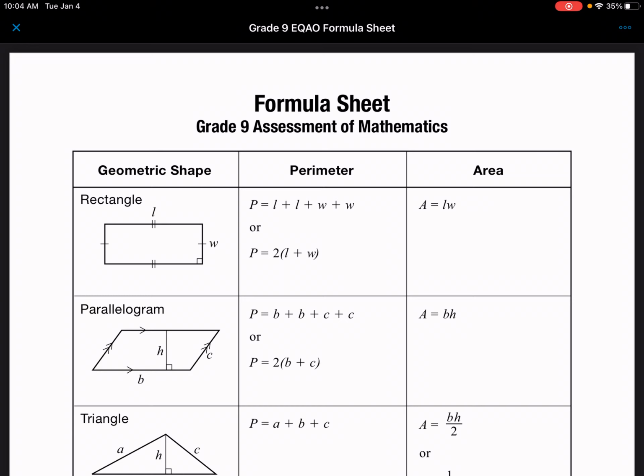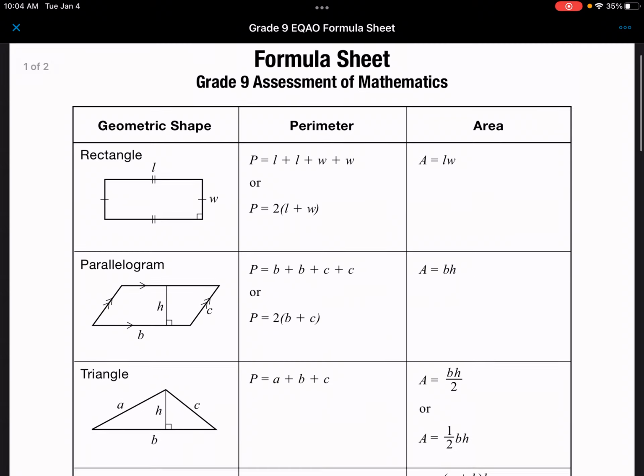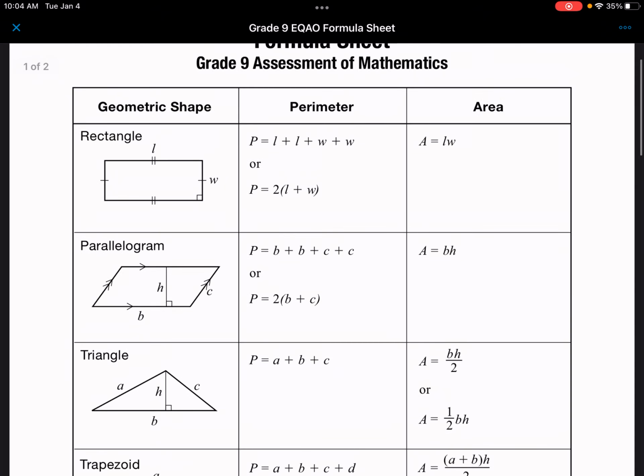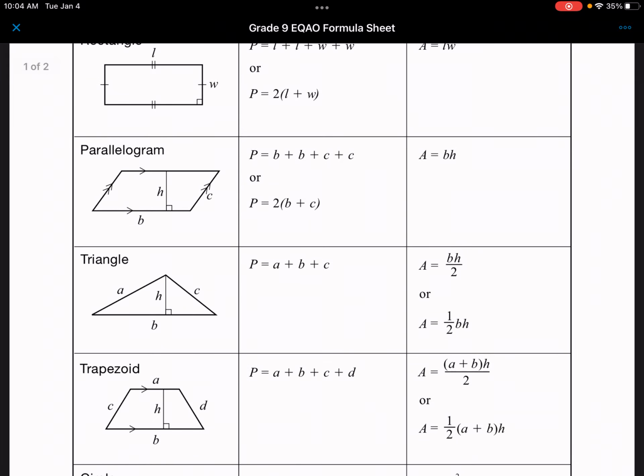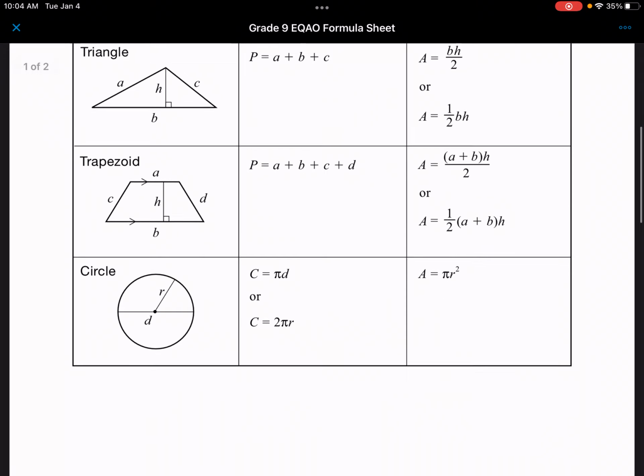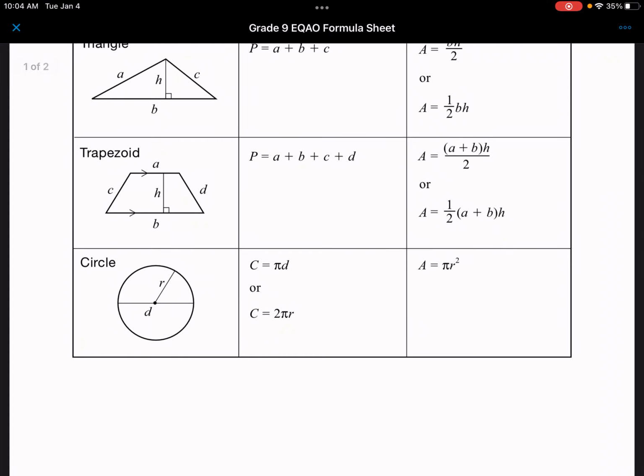So some shapes that you should know. Rectangles. You should know a rectangle. Over here, you are given the perimeter and the area. Parallelogram you may not know, but this is how you work out the perimeter and the area of the parallelogram. Triangle, you should know. Trapezoid, you may not know. A circle, if you're unaware, this is how you calculate the perimeter, which is often called a circumference, and the area of a circle.